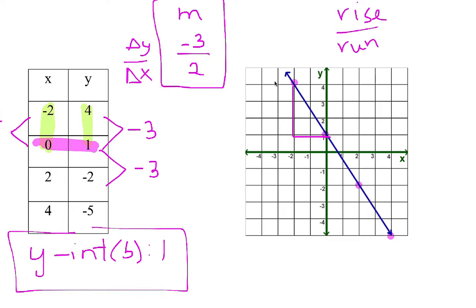Okay, so I'm going to count how many boxes it rises. Well, that's 1, 2, 3. So it rises 3. And now I have to count how many boxes it runs and put that number on the denominator, the bottom. So I can see that it runs 2 boxes.